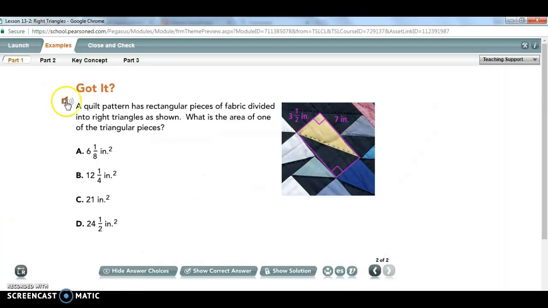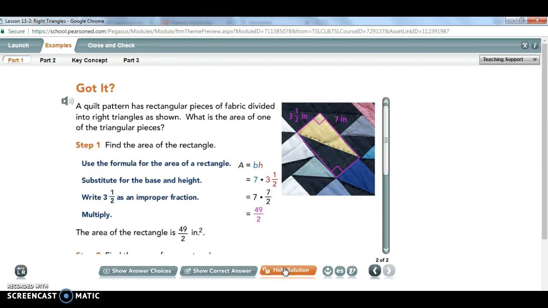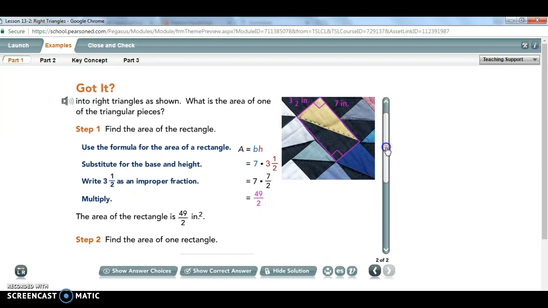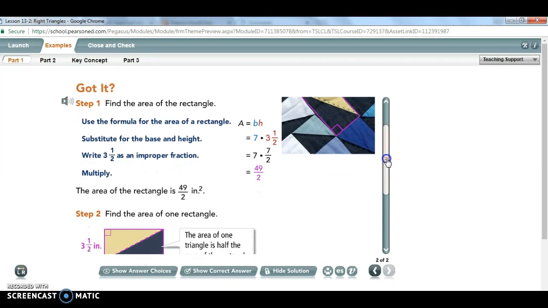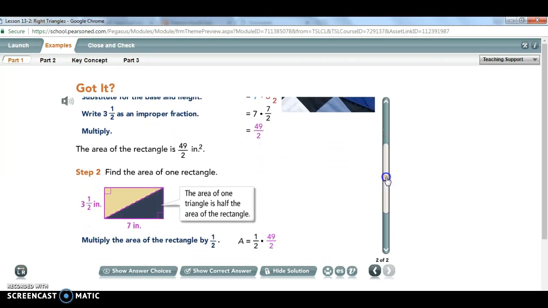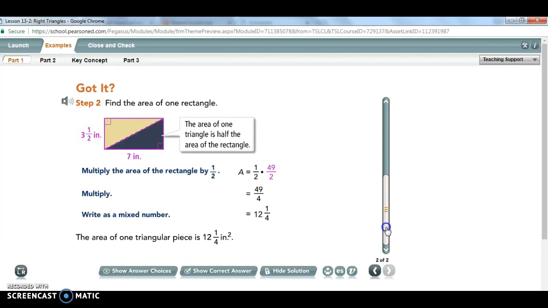Here's our first got it problem. A quilt pattern has rectangular pieces of fabric divided into right triangles as shown. What is the area of one of the triangular pieces? And the correct answer is B, 12 1/4 inches squared. Here's how we get the answer. You can pause the video so you can read through this and understand a little bit better. It has 2 different steps.